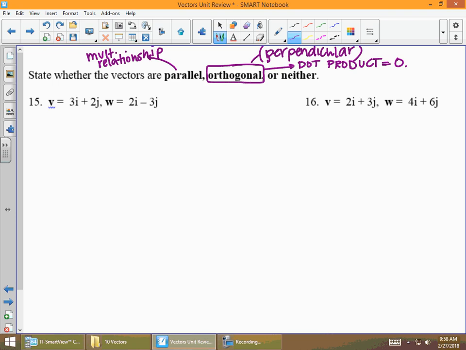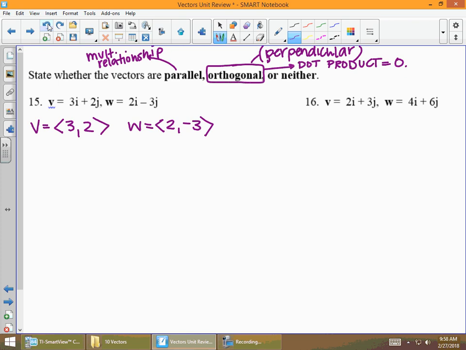For number 15, I have 3, 2, and 2, negative 3. And if it helps you to get the i's and j's out of there, sometimes that helps me. Just get component form so all you're looking at are numbers. So I can't think of one number that I can multiply 3, 2 by to get 2, negative 3. So I'm going to do the dot product and see if I can get 0.